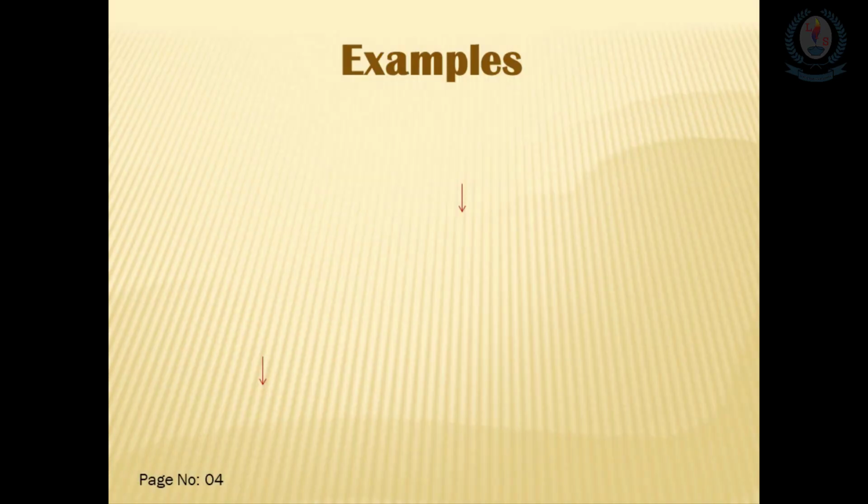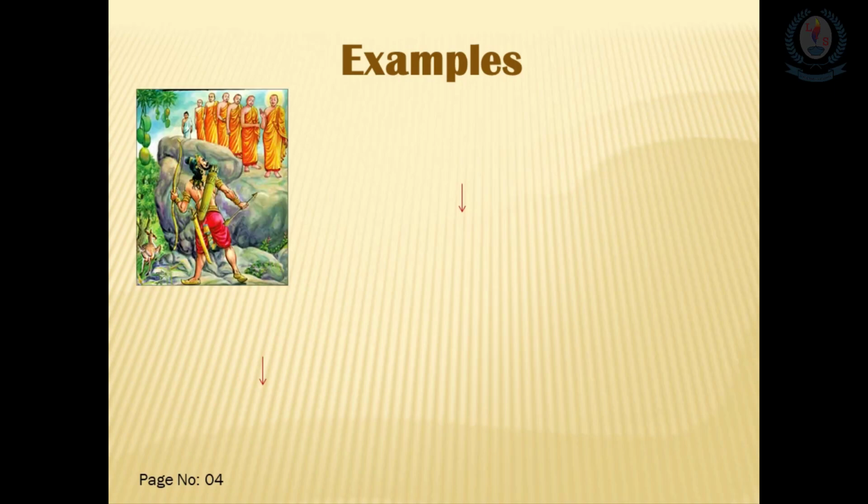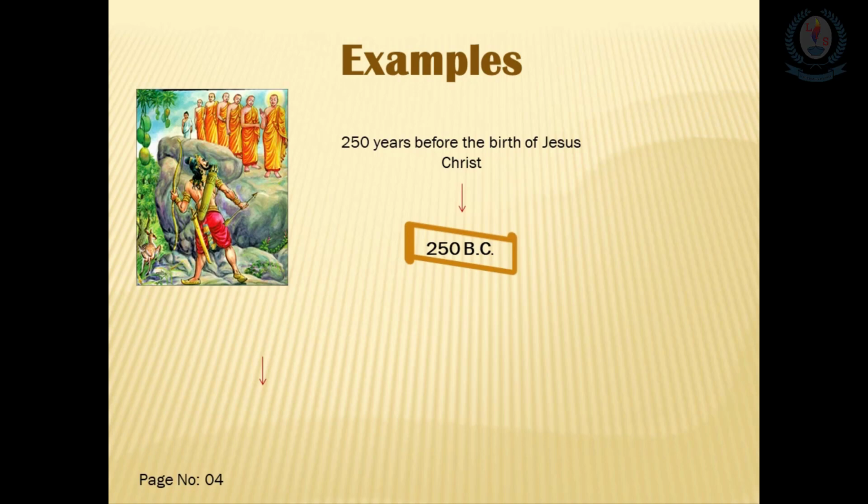Let's see some examples for this. Arrival of Arahat Mahinda Thero. Arahat Mahinda Thero arrived in Sri Lanka 250 years before the birth of Jesus Christ. So should it be BC or AD? Yes, it should be BC, because it is before the birth of Jesus Christ. So before Christ, BC. How many years before the birth of Jesus Christ? 250 years. So it is measured as 250 BC. Then Arahat Mahinda Thero arrived in Sri Lanka in 250 BC.